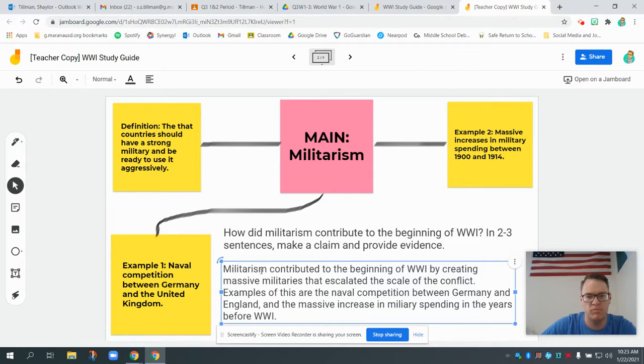We made a claim. We said militarism contributed to the beginning of World War One by creating massive militaries that escalated the scale of conflict. Claim. And then we supported it with two examples. So that is a great way. This would be an amazing answer for you to have, obviously, in your own words, for militarism. If you've made it this far into the video, feel free to use the information that I provided. But again, make sure that it's in your own words. The examples are pretty much the same. You can copy those, but the definition should be your own, and the answer down here should be your own.